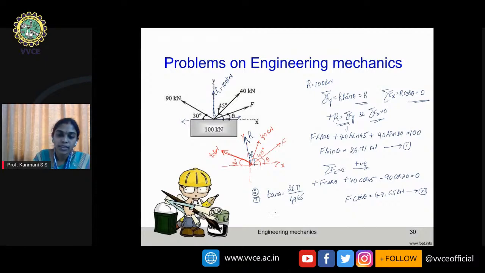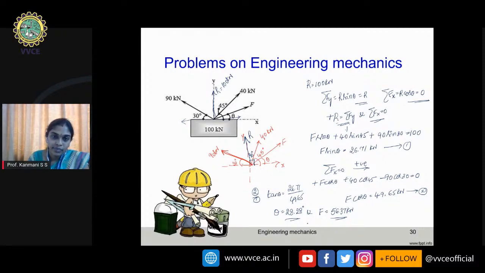If you do that, you will get theta equals around 28.28 degree. And if you substitute theta back into the F cos theta or F sin theta equation, your F will be equal to 56.37 kilonewton. You can check it once in the calculator to get the right answer. So I have checked once, and this is the answer for this problem.